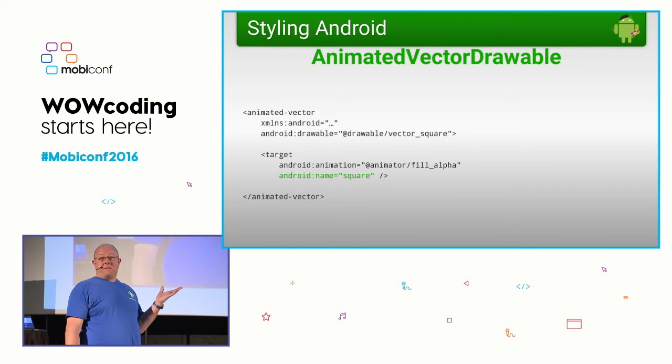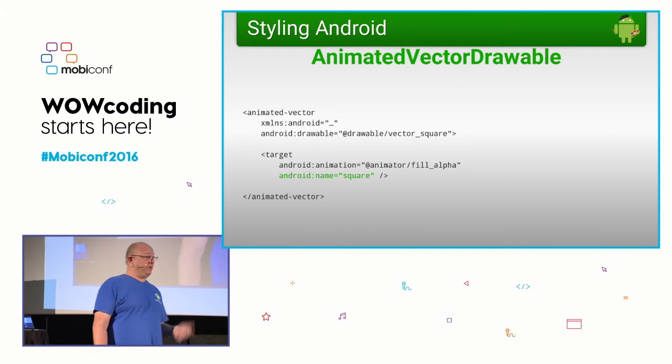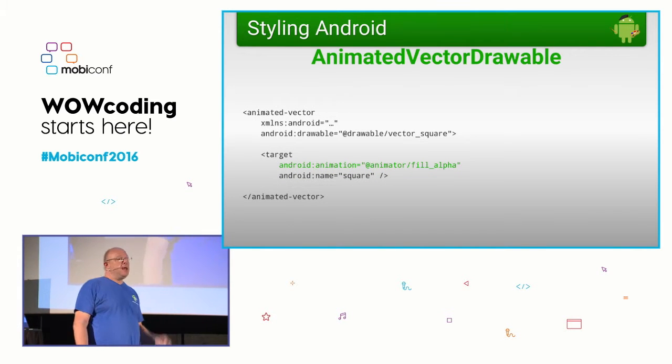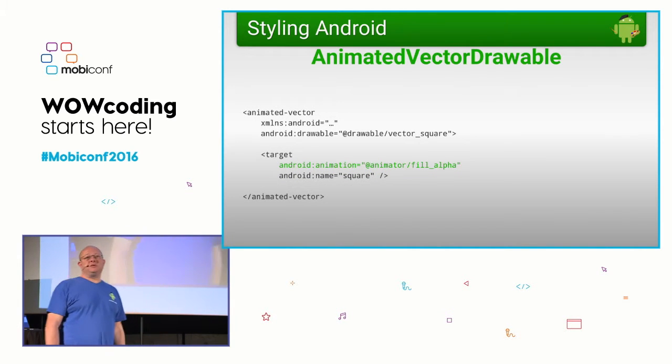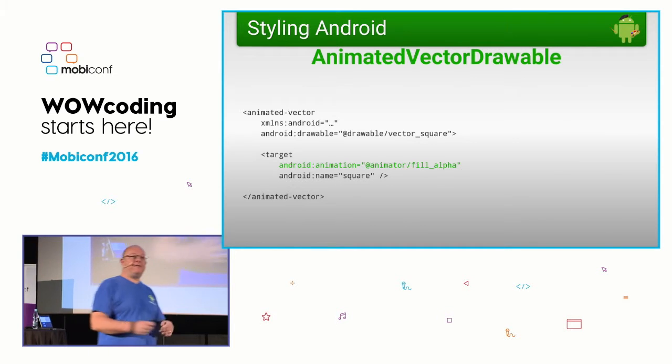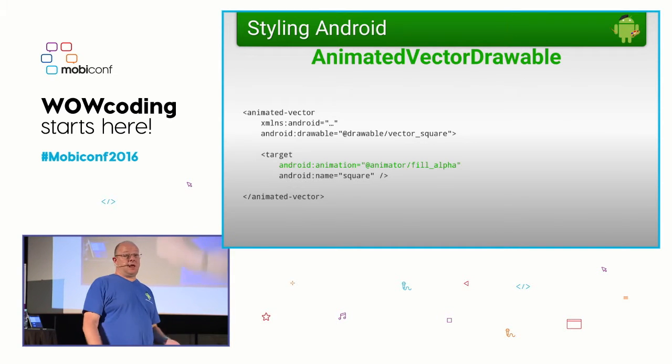So the name is square. This is the path data, which I imaginatively named square. And then we have an animator. You can also have multiple targets within a single animated vector. So you can have a lot of these mappings, so you can kick off a number of animations to run concurrently.